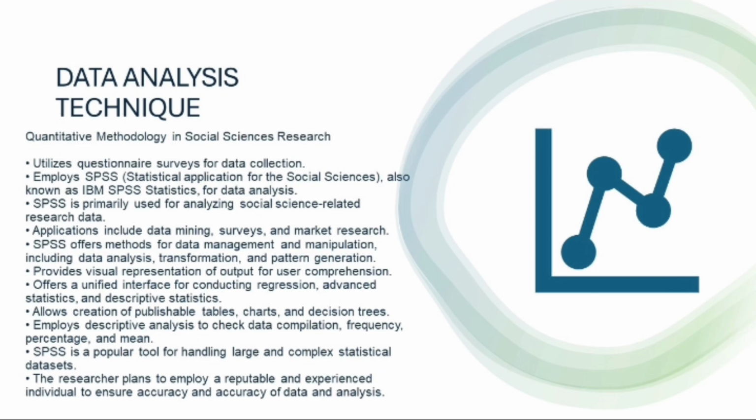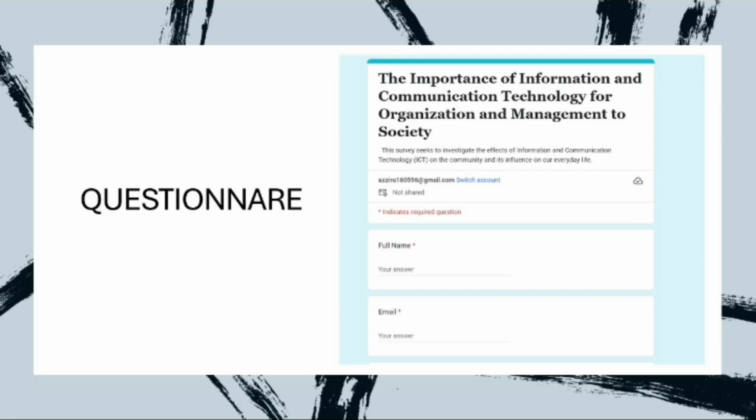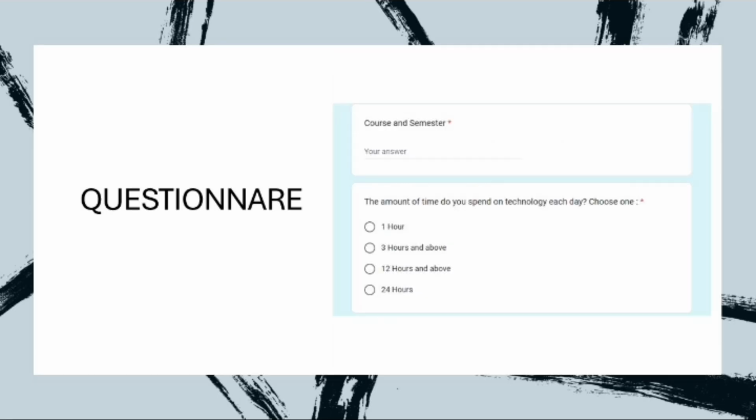Statistical Package for the Social Sciences, or SPSS for short, is a popular tool among researchers for handling large and complicated statistical datasets. When it comes to managing data and doing statistical analysis in the social sciences, SPSS is the software suite that you need. It was originally published in 1968 by SPSS Inc., before being acquired by IBM in 2009. Based on the findings, the researcher plans to employ a reputable and experienced individual to utilize SPSS tools. These are sample questionnaire forms that we use.